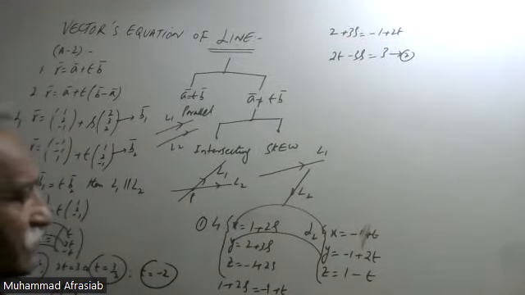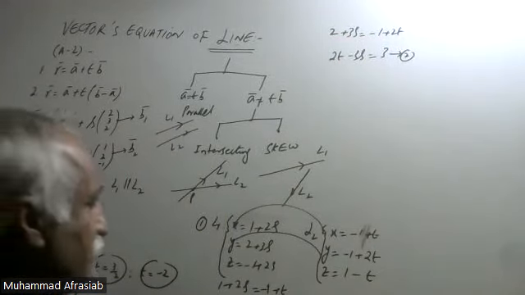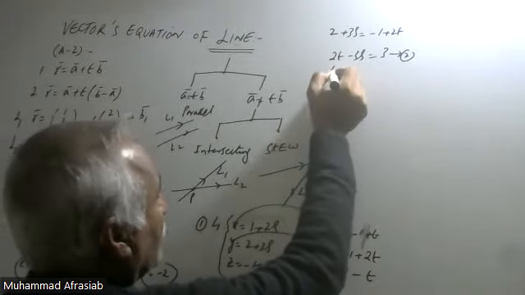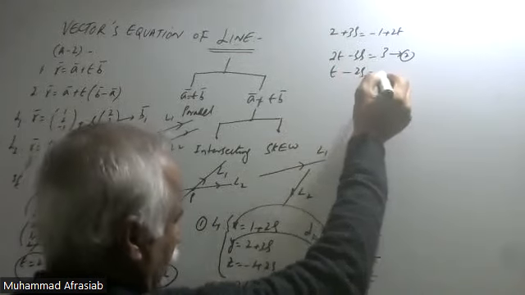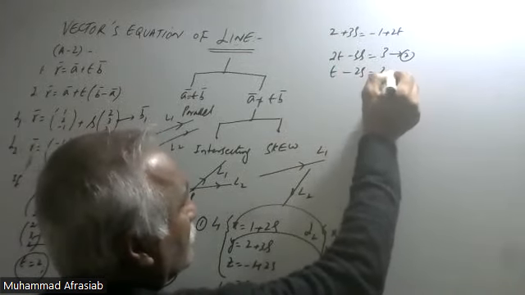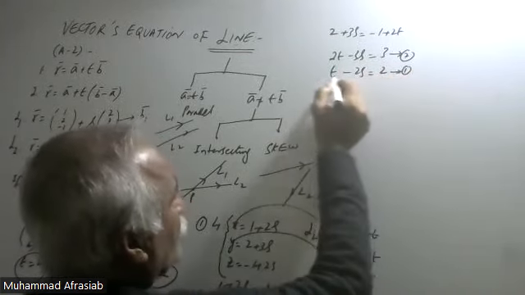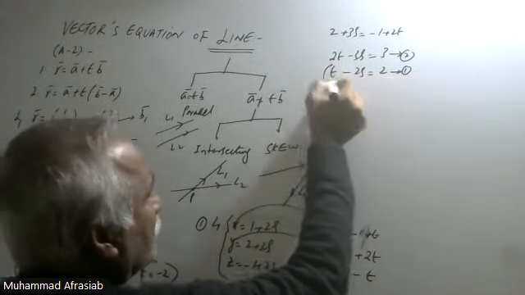Now we will solve 1 and 2. Equation 1 is t minus 2s is equal to 2. So you multiply this equation by 2.